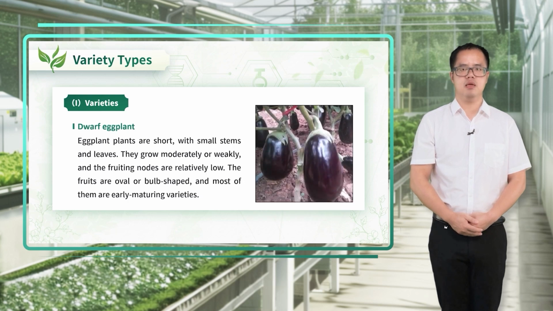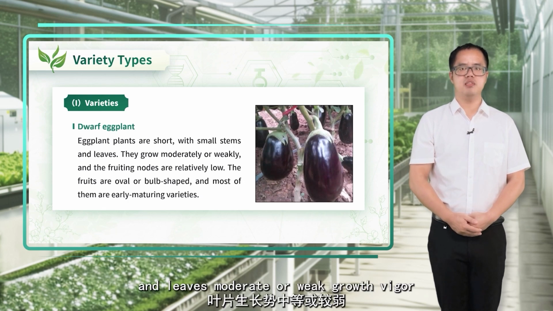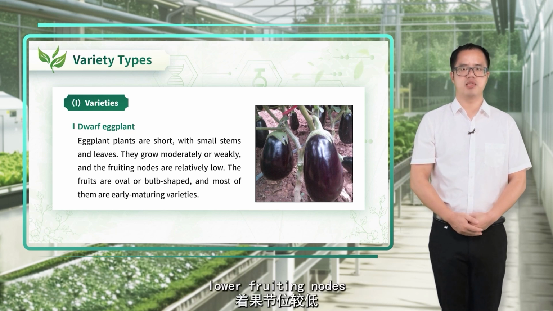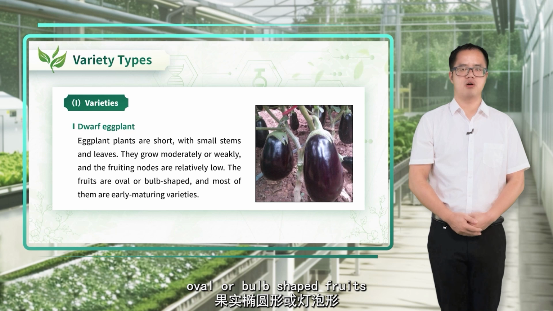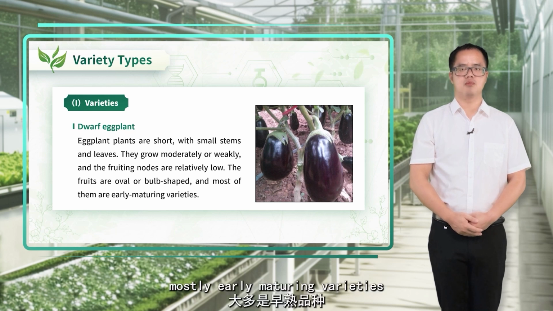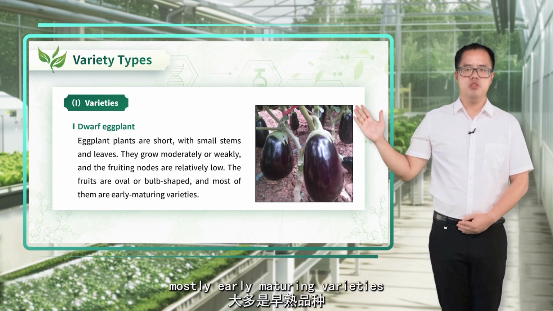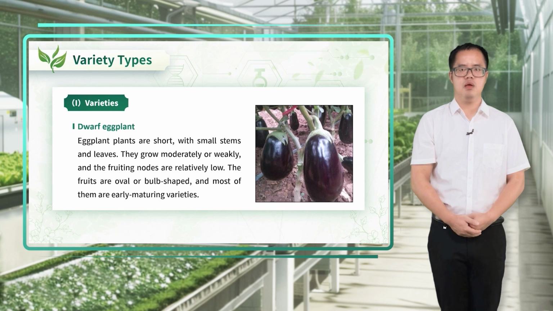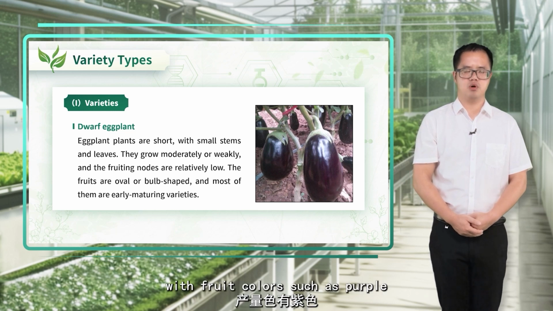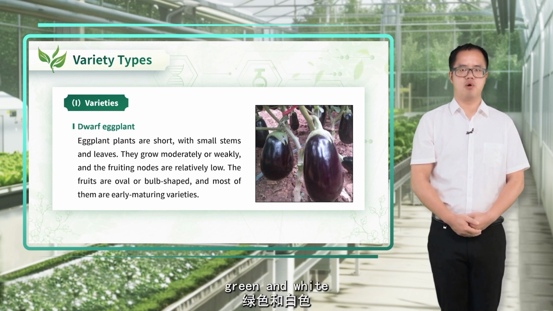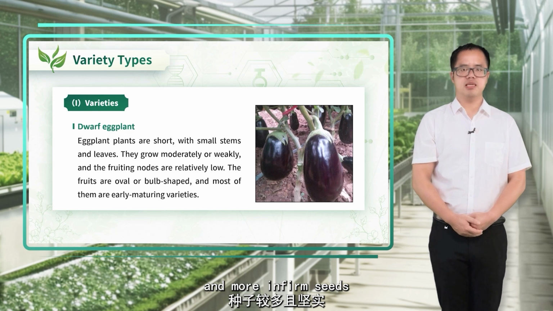Dwarf eggplant. The plant is short, with small stems and leaves, moderate or weak growth vigor, lower fruiting nodes, oval or bulb-shaped fruits, mostly early maturing varieties. With fruit colors such as purple, green, and white, and more and firm seeds.